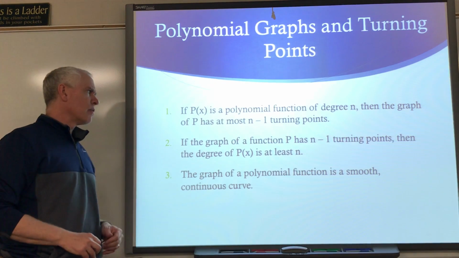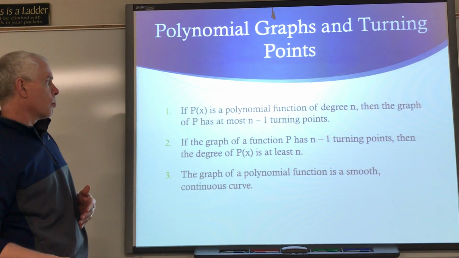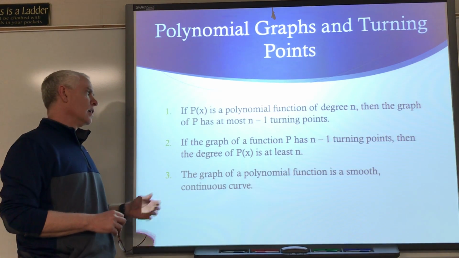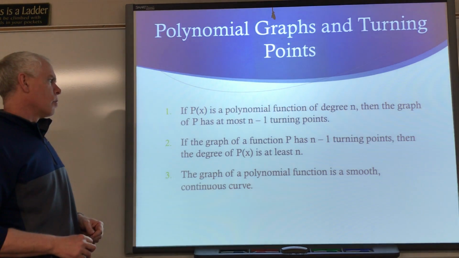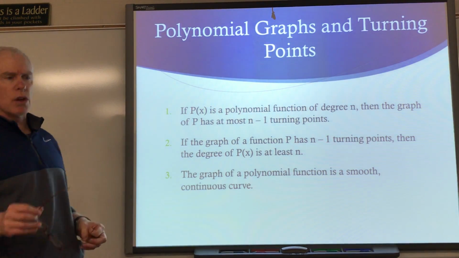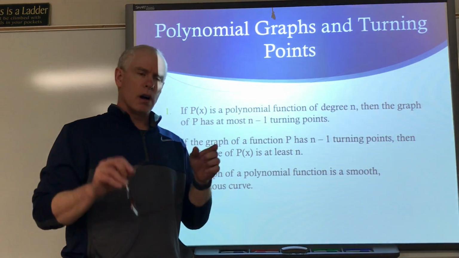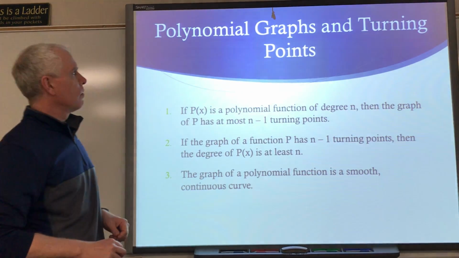So if the graph of a function p has n minus 1 turning points, then the degree of p of x has at least n. Kind of the converse of what we just talked about. The graph of a polynomial function is a smooth, continuous curve. So there's no cusps or no hard corners in it whatsoever. So it's going to help us.